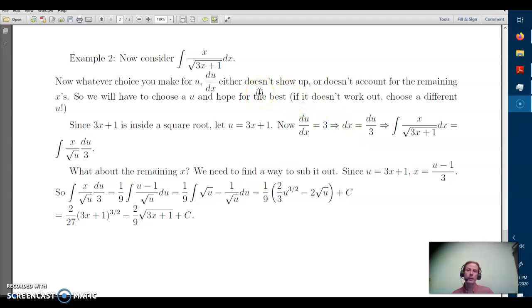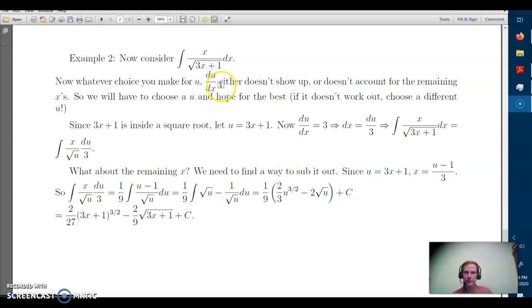Now we're going to try a more complicated example. It's very similar to the last problem, but now we've got the integral of x over the square root of 3x plus 1. There are a lot of possible choices you might make for u here. u could be 3x, u could be 3x plus 1, u could be the square root of 3x plus 1, u could be 1 over the square root of 3x plus 1, u could be x over the square root of 3x plus 1.